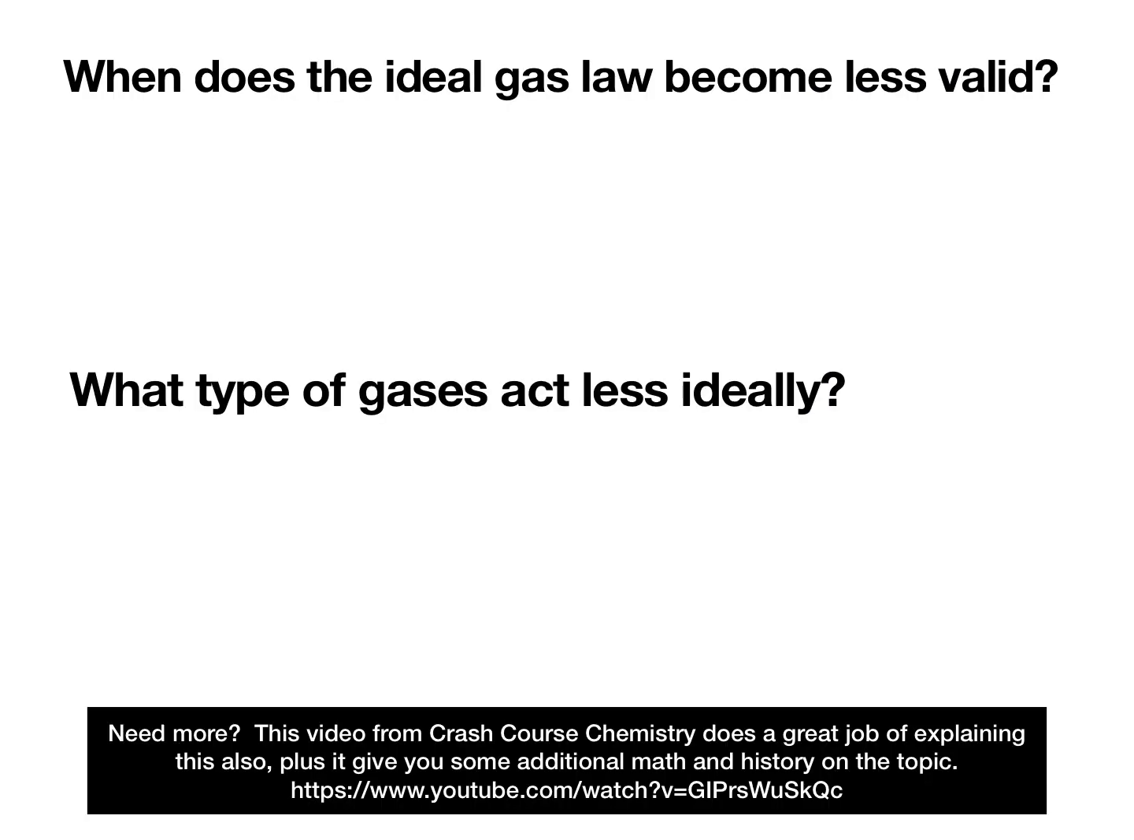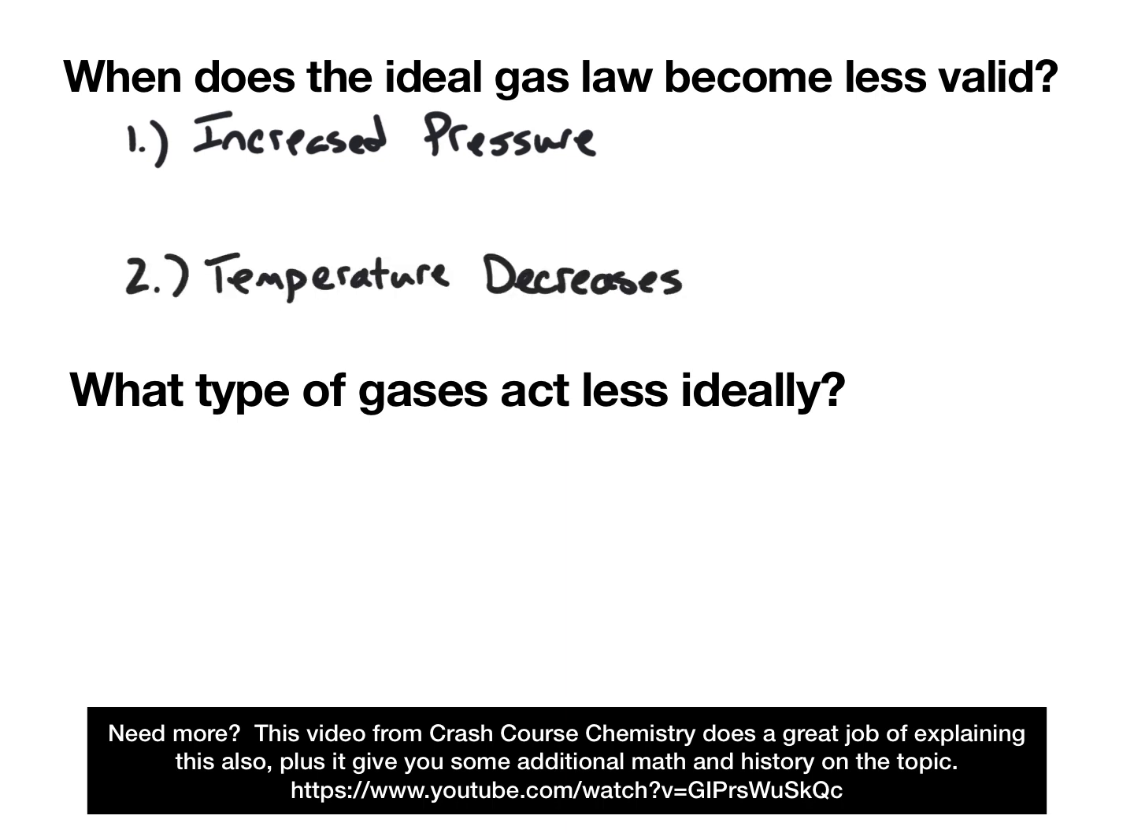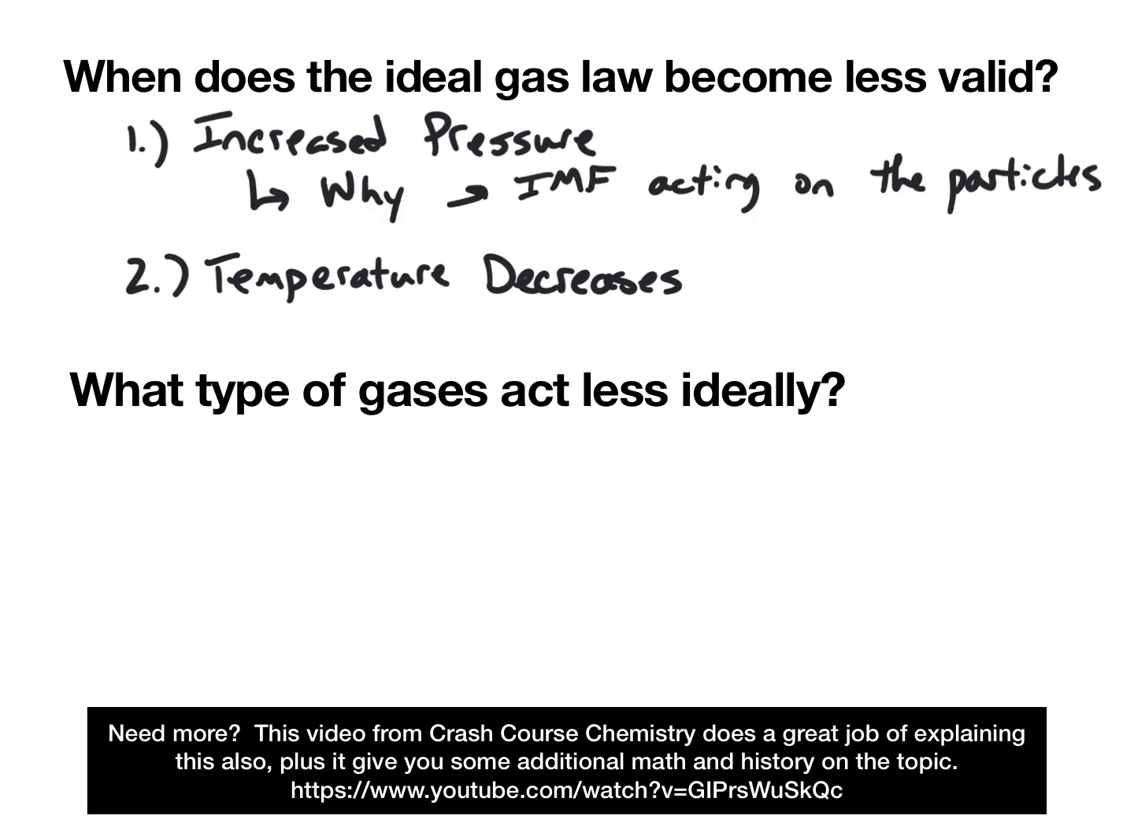So let's land the plane here and answer these two questions. When does the ideal gas law become less valid? The ideal gas law becomes less valid as the pressure increases, and it also becomes less valid as the temperature decreases. Under high pressure conditions, those intermolecular forces can begin to act on the other particles in a real gas, making the volume seem to drop compared to what the real volume is. Also, at those high pressure environments, the volume of the real gas begins to become a factor, where for the ideal gas, the volume of the gas particles is not a factor.